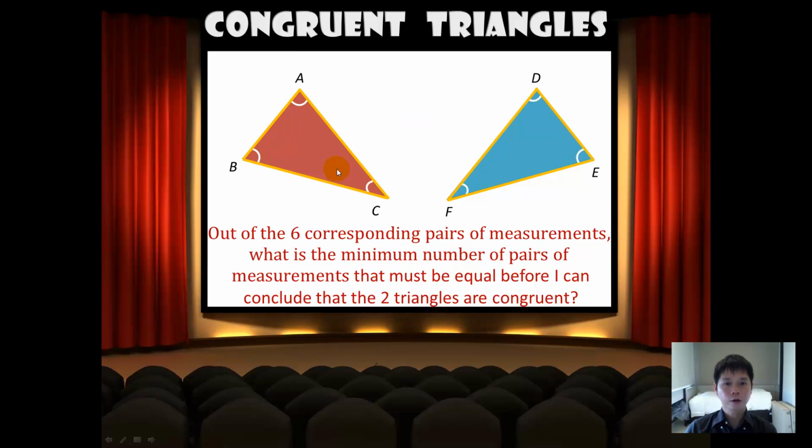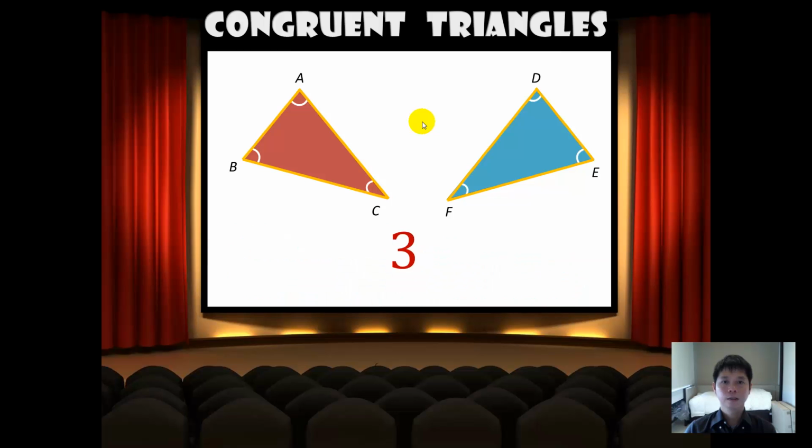Now, out of the 6 corresponding pairs of measurements, what is the minimum number of pairs of measurements that must be equal before I can conclude that these two triangles are congruent? In other words, must I ensure that all 6 pairs of measurements are the same, or do I need fewer pairs in order to prove that they are congruent? Well, the minimum number of pairs is actually 3. The question is, which 3 pairs?